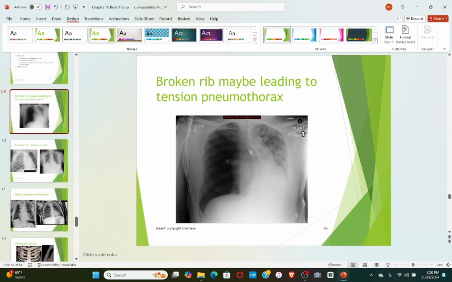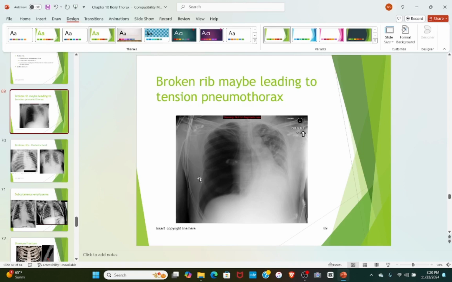But just running through this, this is a tension pneumothorax. You can kind of see the shift of the mediastinum right here. That's just a bad situation for the patient. This lung is completely collapsed. It's pushing the mediastinum that way. You see how dense the lung tissue looks up here. That's because you just can't get it inflated.